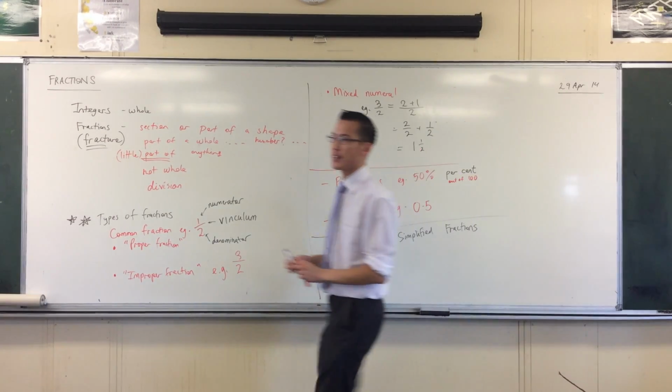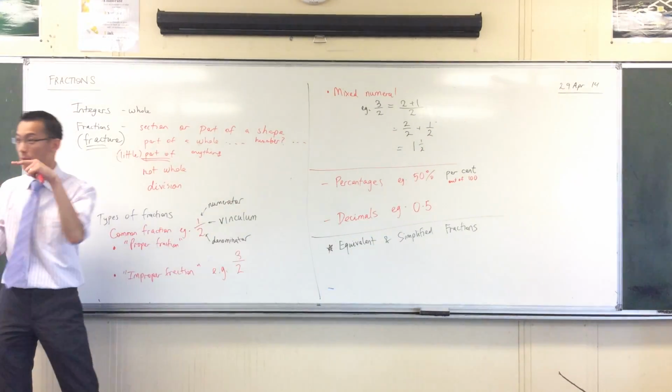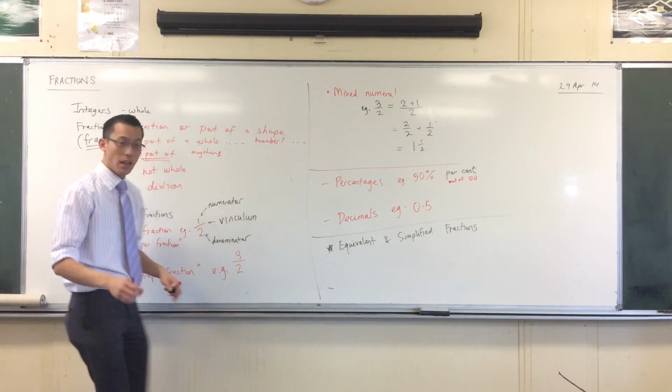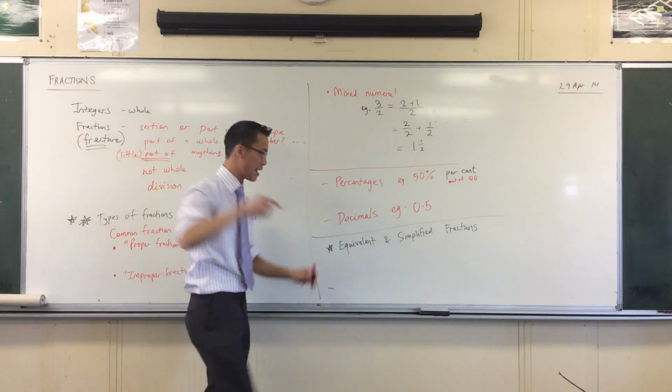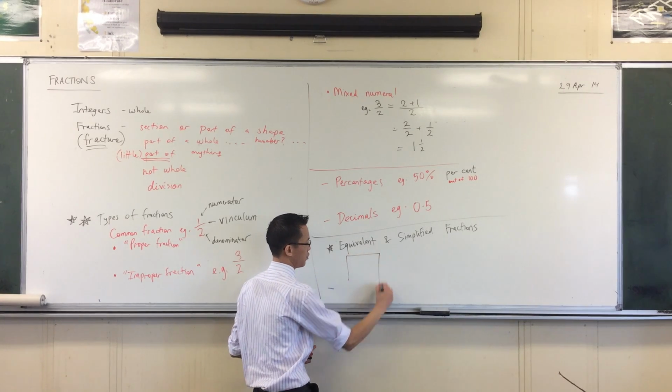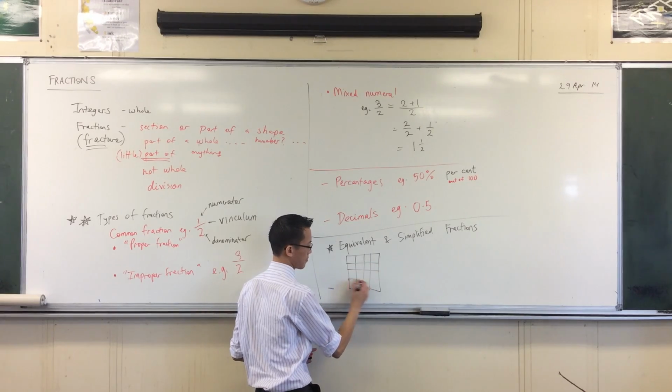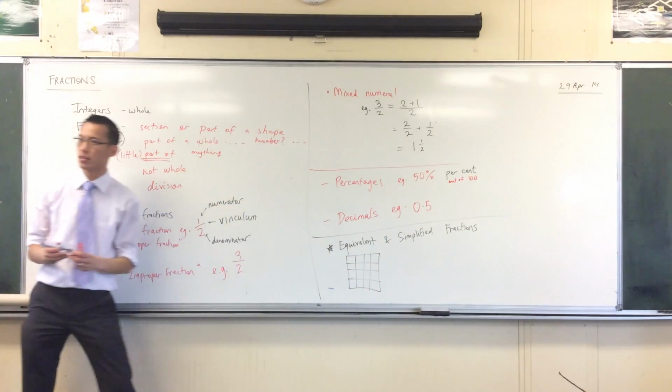Okay, now underneath here, I'd like you to draw a little diagram for me. Draw a little square that's divided up into 4 rows and 4 columns, like this. 4 rows and 4 columns. Okay, draw that.